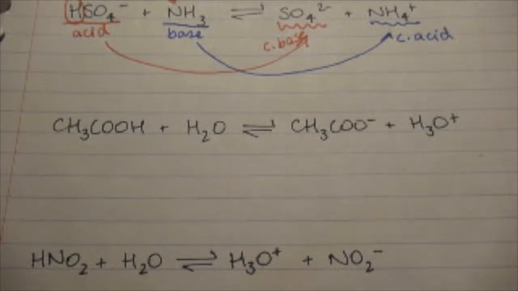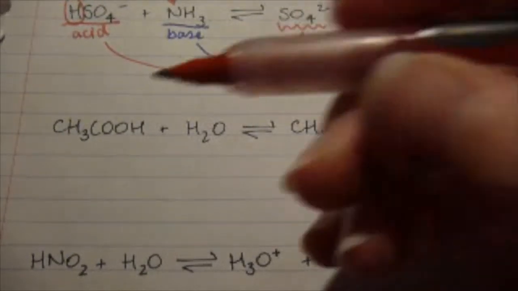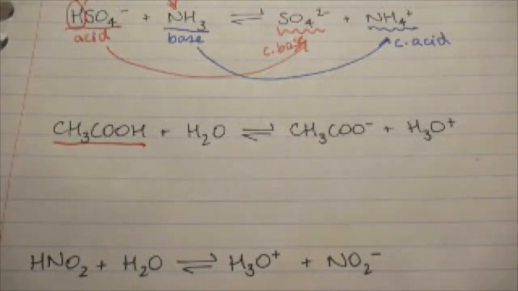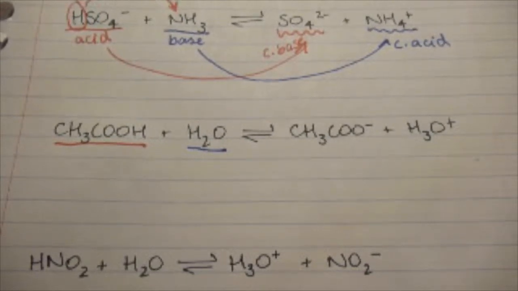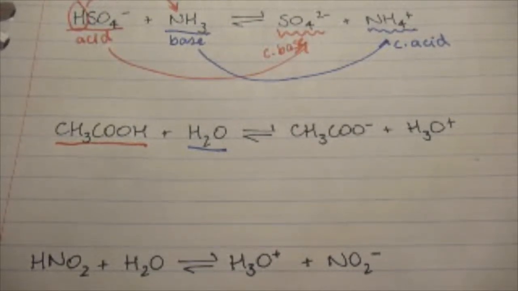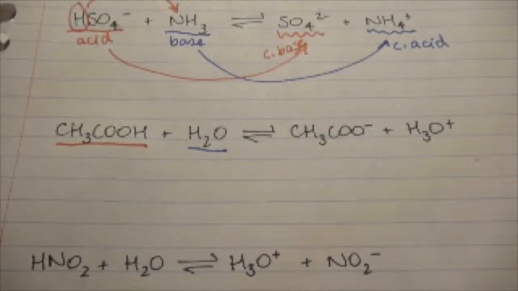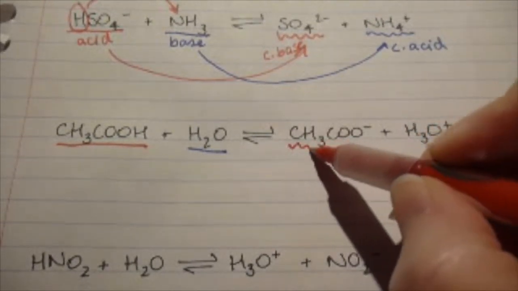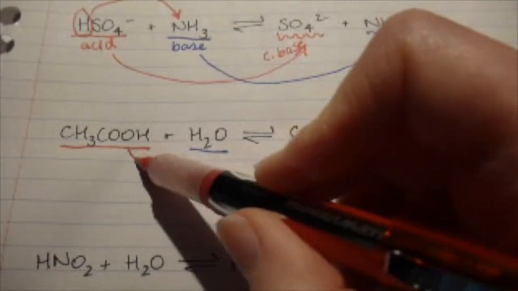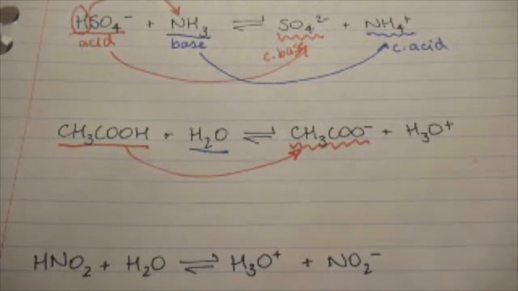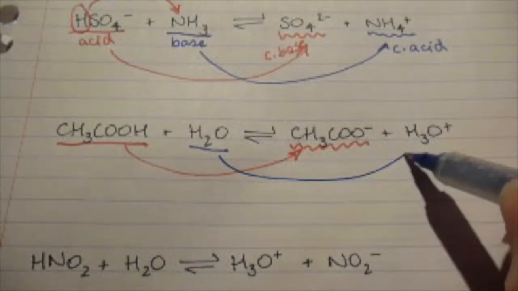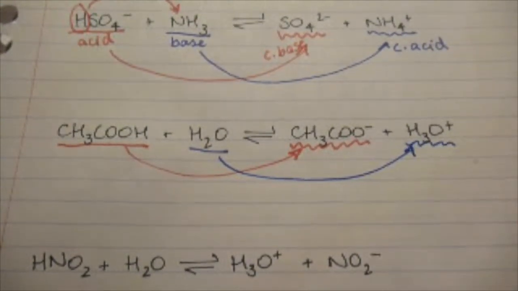Looking at the next example, we have ethanoic acid and we have water. So what's happening here? We need to find the pairs first. So what's the difference in the products of one hydrogen ion? So in this particular case, the ethanoate ion is one hydrogen ion different from ethanoic acid. And the hydronium ion is one proton different from water.